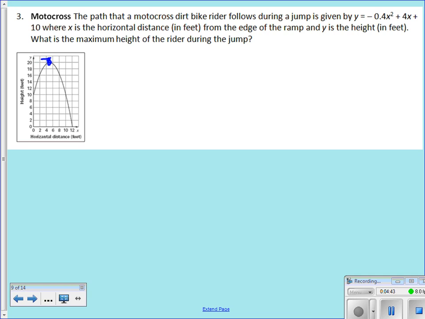So now I just look over at the side, and the maximum height is at 20 feet. That wasn't too difficult. What do I know? What do I need to know? What part of the quadratic will tell me it? So let's take a look at ones where we actually have to do some mathematical solving ourselves.